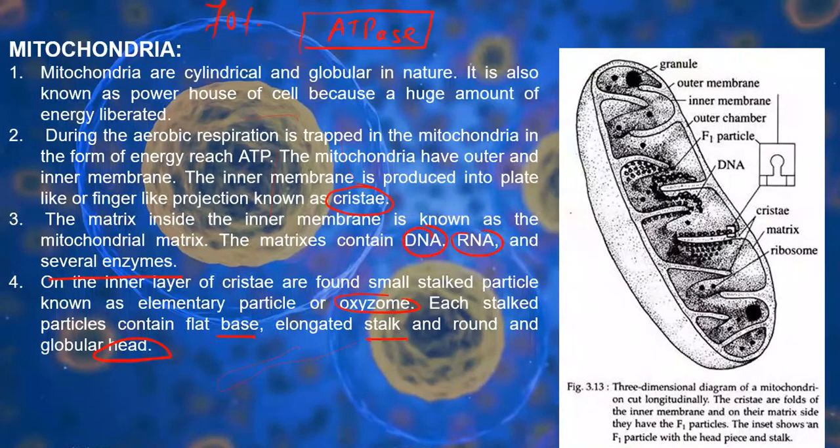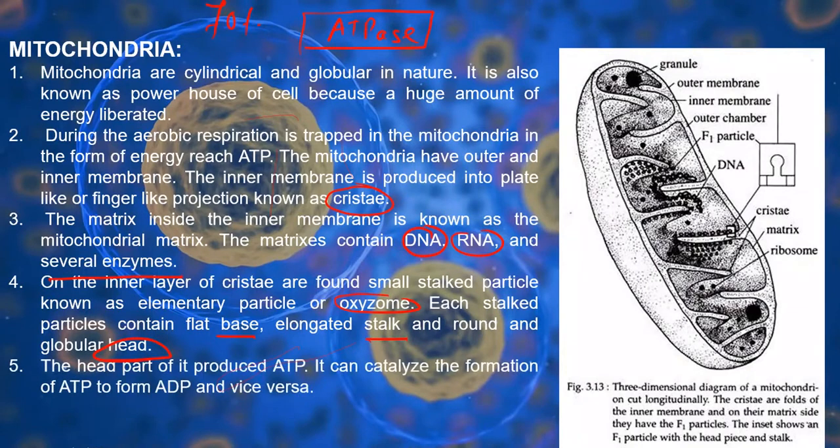Can you get my point? Why are oxysomes known as the functional unit of mitochondria? Because they have ATPase inside the head, and this enzyme facilitates the synthesis of ATP. That is why they are known as the functional unit of mitochondria. And the structural unit is cristae. Keep that in mind. The structural unit, cristae, increases the surface area for respiration. The functional unit is oxysomes, which help in the synthesis of ATP molecules. Okay.